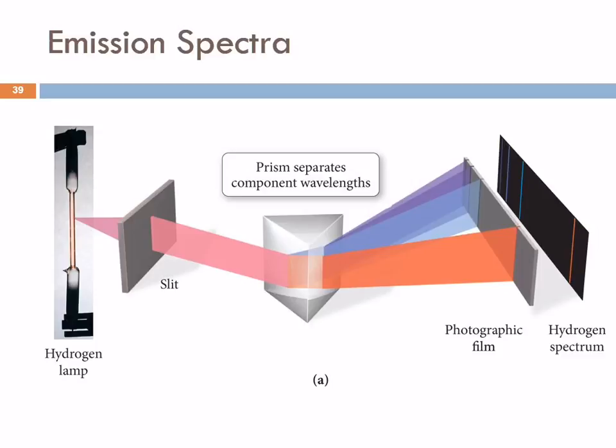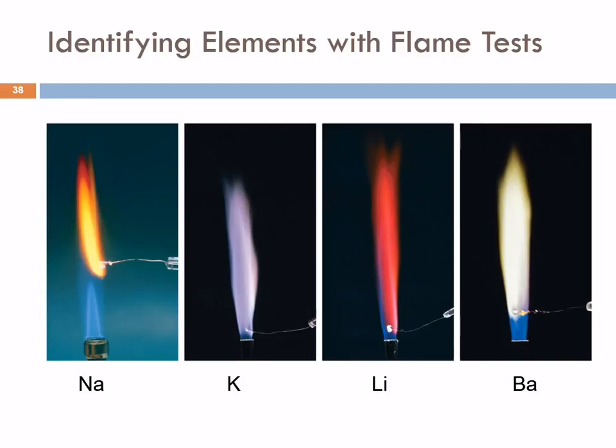We can also see light emission in flame tests. You can take a piece of nichrome wire and dip it in sodium chloride solution and stick it in a flame. The Bunsen burner flame is this pale blue, and then this flame will be bright yellow because that's the energy being emitted from the sodium as visible light. Where did the energy come from? It came from the heat of the Bunsen burner.